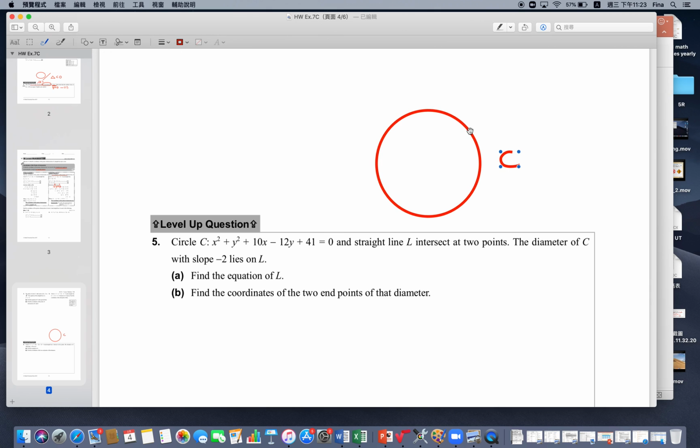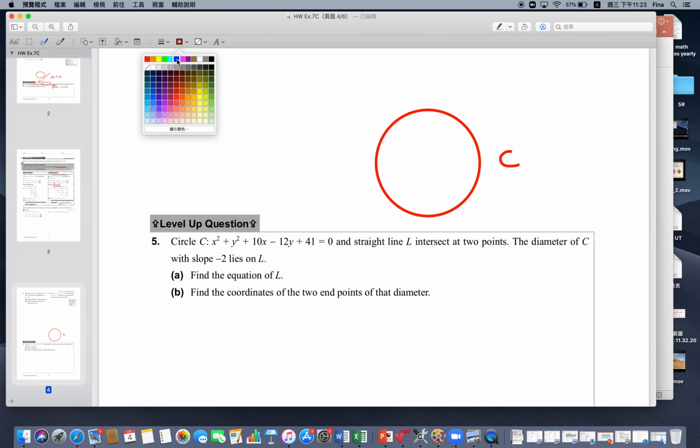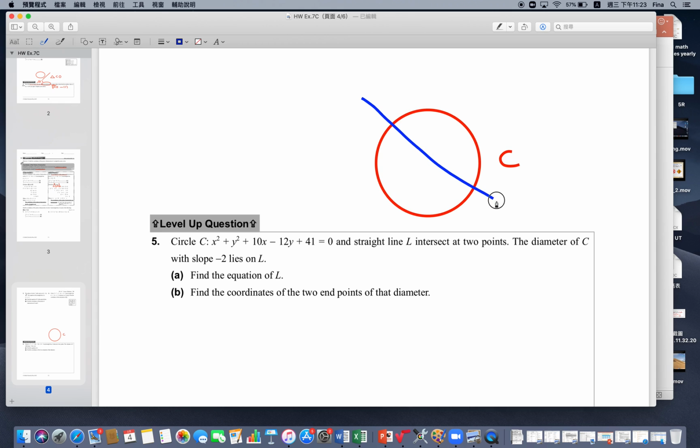Okay, this circle, I call it C. And then there is a straight line, and the straight line passes through the diameter of C. I may use a different color for this line. For the straight line, I may use the blue one. The straight line L may be something like this. Maybe I move a little bit here.